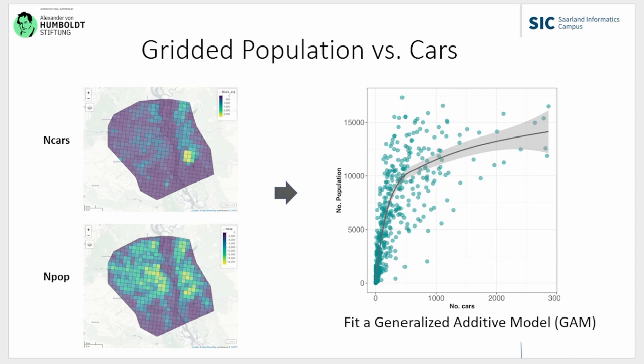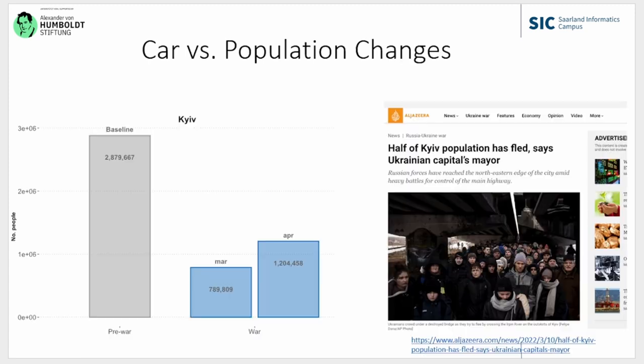So this is, I think, averaged across a couple of months, pre-war cars in Kiev. You see in each of these grid cells the number of cars detected, right? And we also have pre-war people. You can see they're somehow related, but it's not as straightforward as we thought. So you get a kind of relation like this.